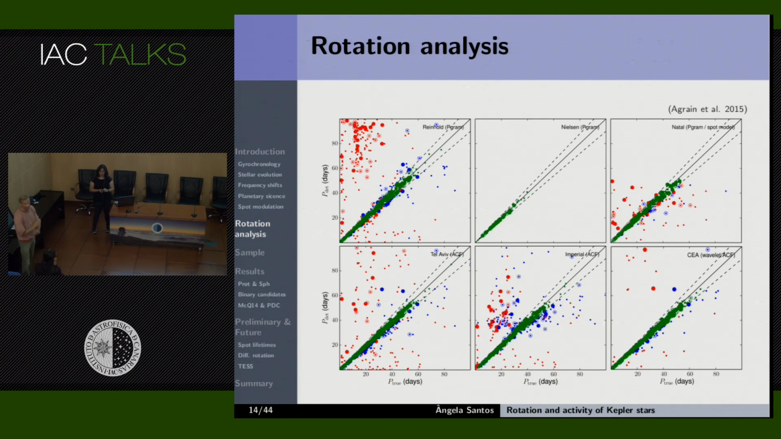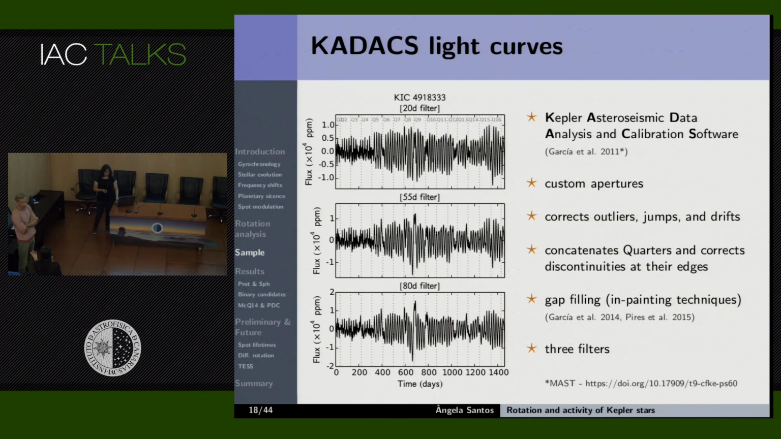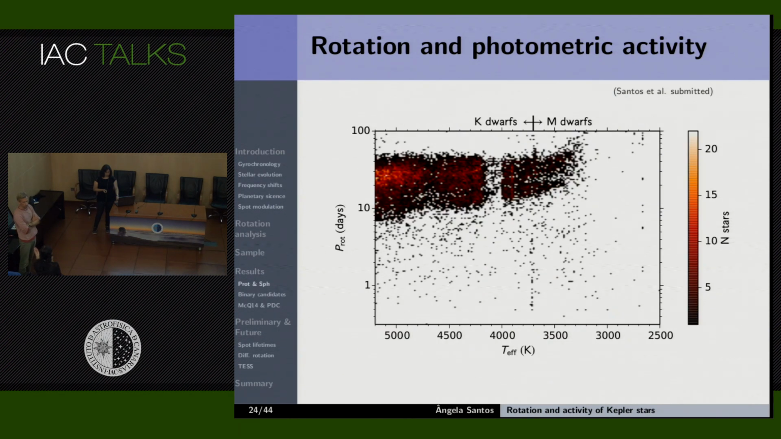Around 1.2, 1.3 solar masses, the more massive stars slow down less rapidly because they have a thinner convective zone, so they have less magnetic braking compared to the lower mass stars. So that's already defining these two different ways of evolution of the rotation of the stars. So I think that's partly what we see with the effective temperature. Thanks.